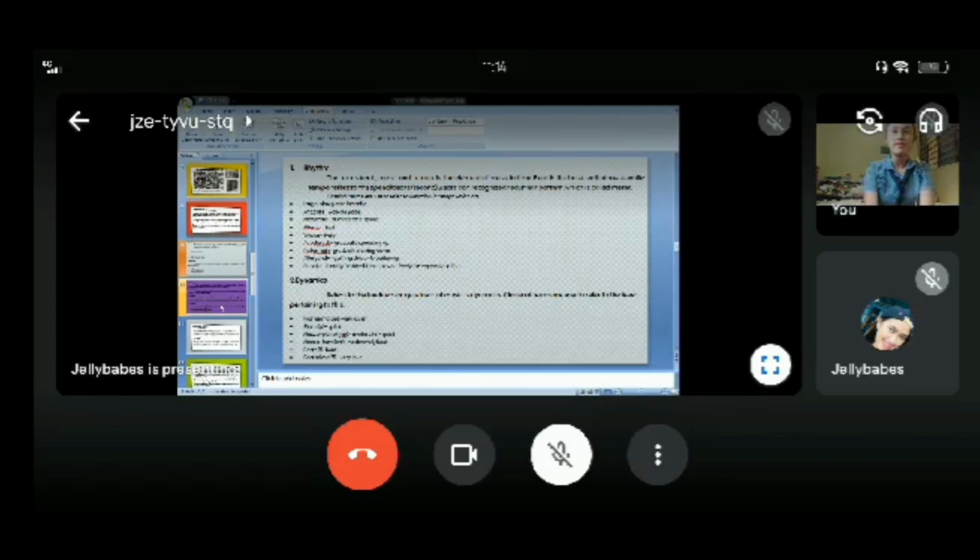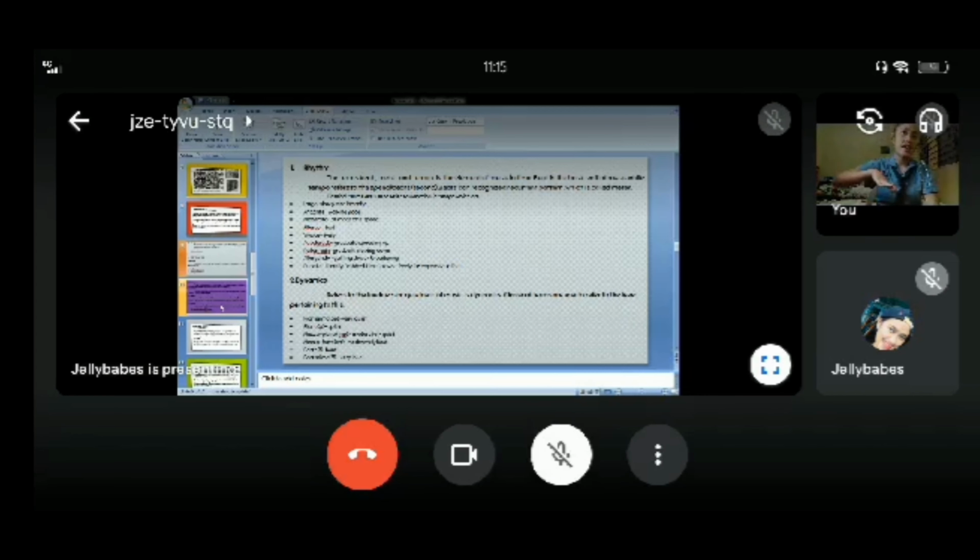2. Dynamics. Refers to the loudness or quietness of music. In dynamics, classical terms are used to refer to several levels. Pianissimo, PP, very quiet. Tahimik. Sobrang tahimik. Piano, P, quiet. Mezzo piano, M tsaka P, moderately quiet. Mezzo forte, M tsaka F, moderately loud. Forte, F lang, loud. Fortissimo, FF, very loud.